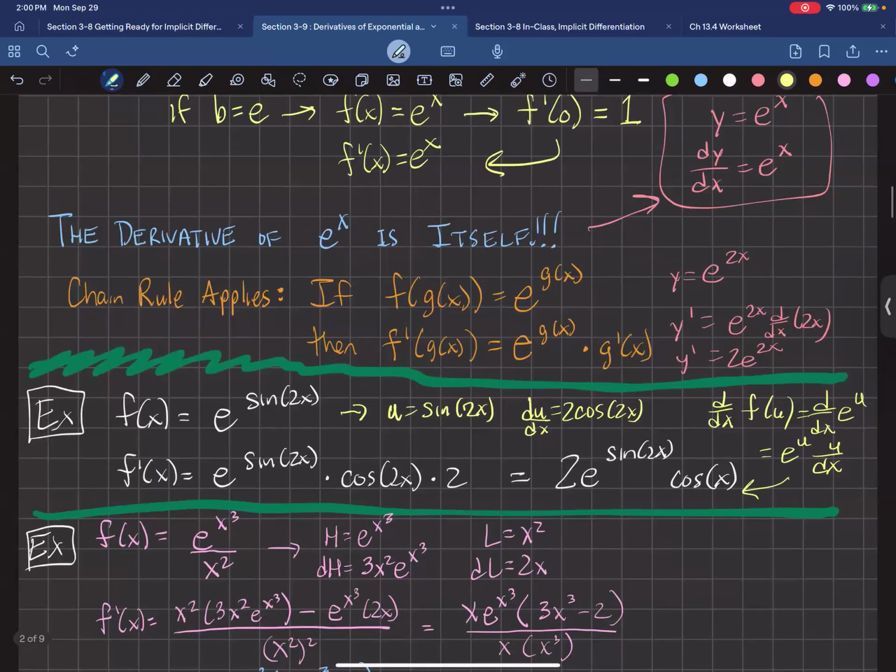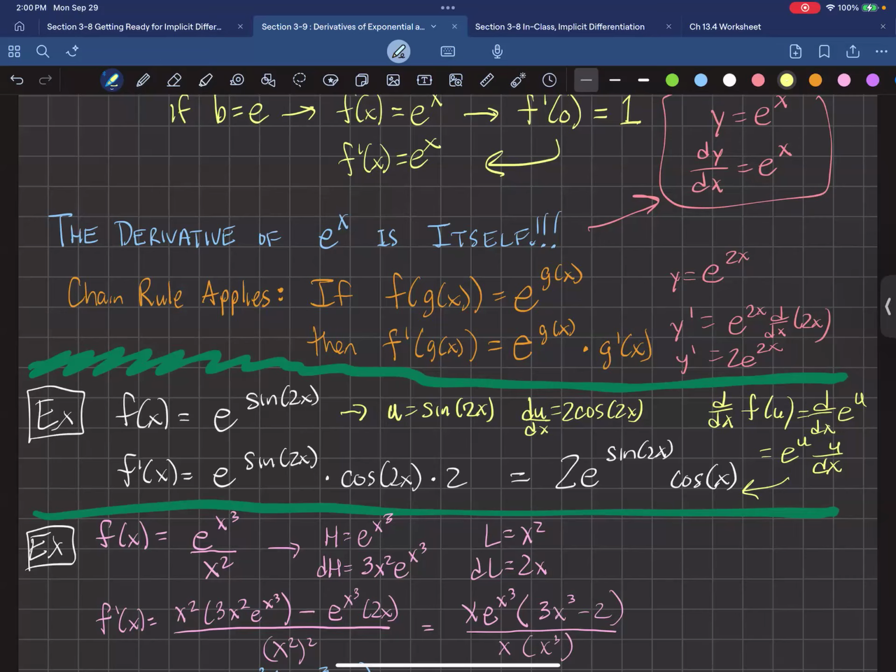And when we go through the quotient rule, we have low times the derivative of high, so x squared times 3x squared e to the x cubed. Then we have minus high times the derivative of low, so minus e to the x cubed times 2x. All over low squared, so x squared squared.